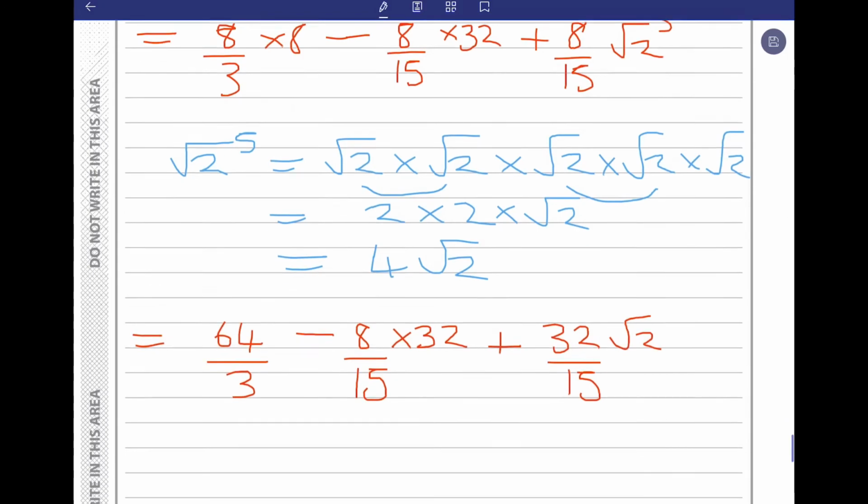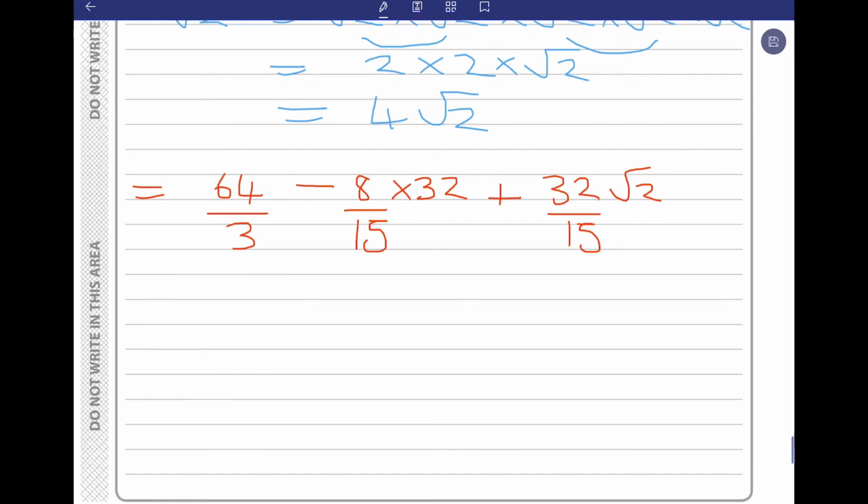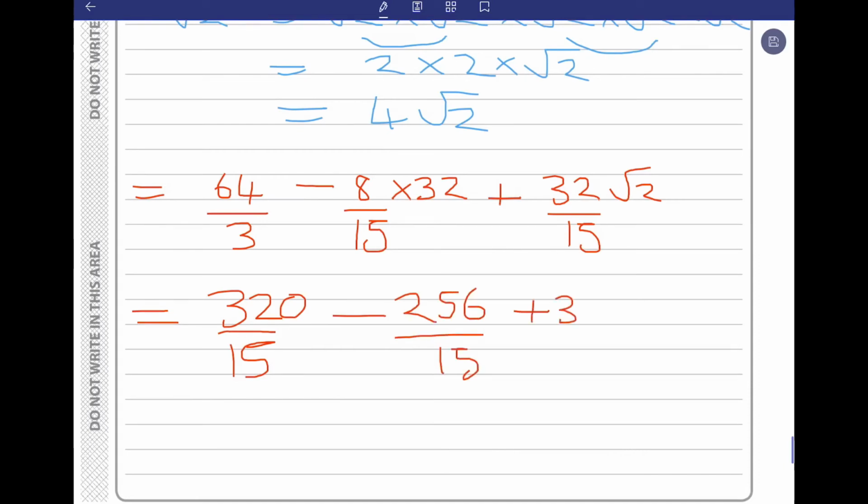Now, we don't need to bother with a calculator here, but we can do. So let's convert this first term into being something over 15. So we need to times top and bottom by 5. 64 times 5 is 320. So we have 320 minus 8 times 32 is 256 over 15 plus 32 root 2 over 15.